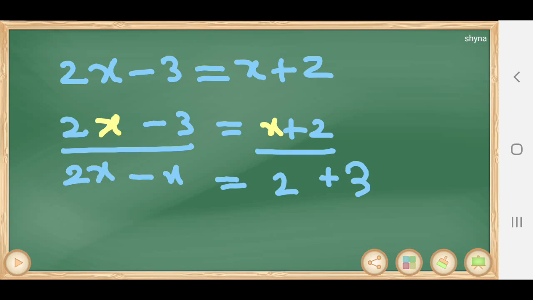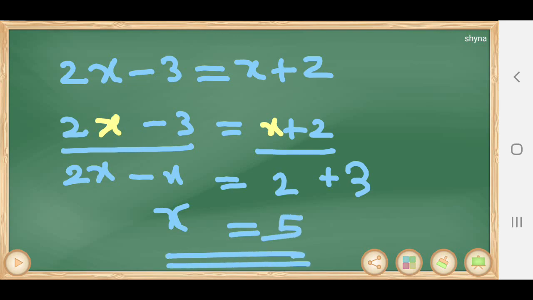What is 2x minus x? x equal to 2 plus 3 equal to 5. Then we got the answer x equal to 5. Okay, I think all of you understood this problem. Then one more problem we can do.